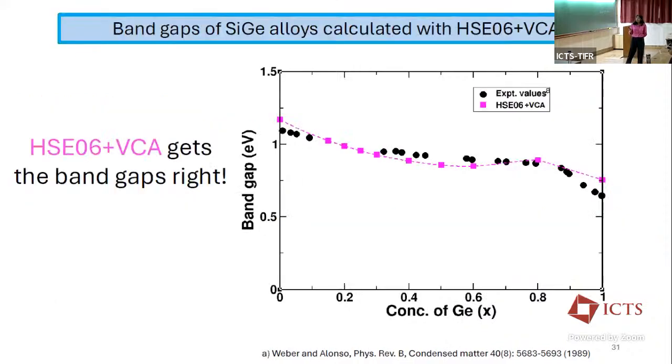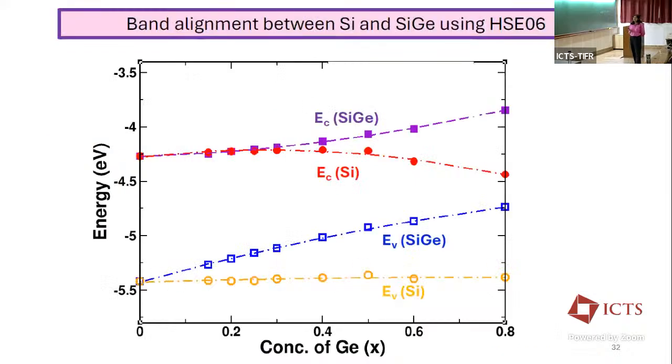We move to expensive hybrid functional calculations, which are accurate, and we see here it works well in this case. So if I find the band gap of silicon germanium alloys with germanium concentration, it follows very well in agreement with the experimental curve. So VCA and HSE06 is working fine. So now this is the result that I get by following the procedure to find the band alignment.